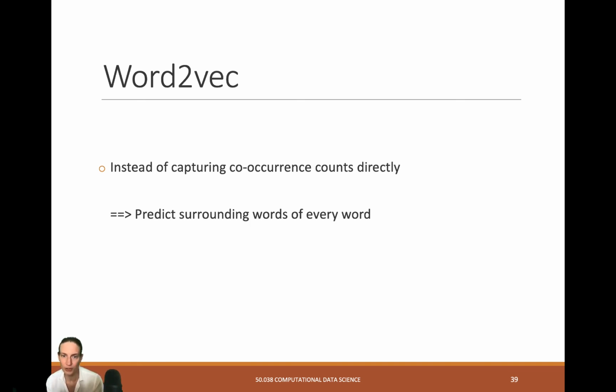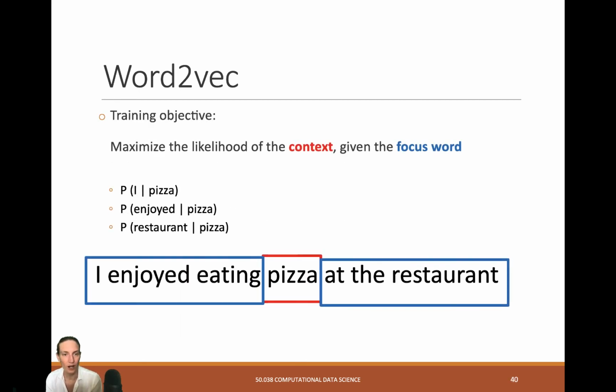Instead of capturing the co-occurrence counts directly, Word2vec is trained by predicting the surrounding words of every word. We're dealing with neural networks here, so we can do predictions. Our training objective is to maximize the likelihood of the context, so predict the words that surround it, given the focus word. Here we're predicting the likelihood of I given the word pizza, the focus word. We're predicting enjoyed given the word pizza, predicting the word restaurant given the word pizza, etc. So you're predicting the likelihood of each context word given the focus word.